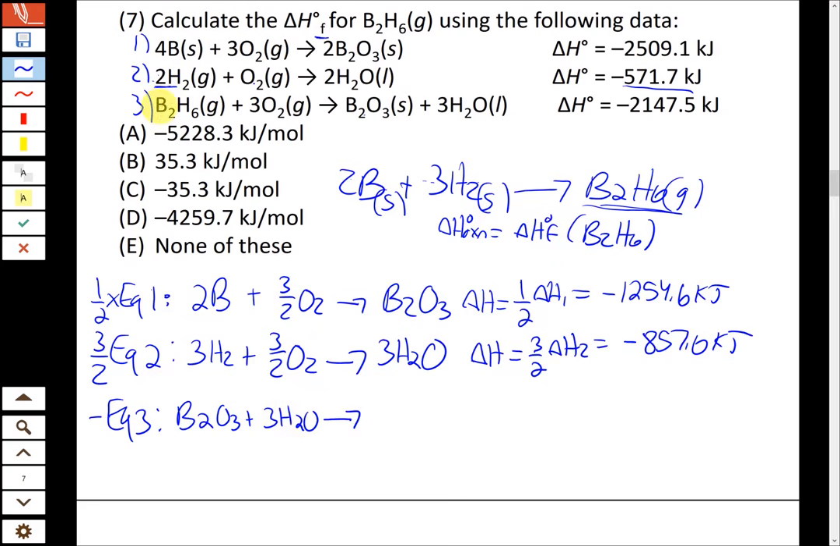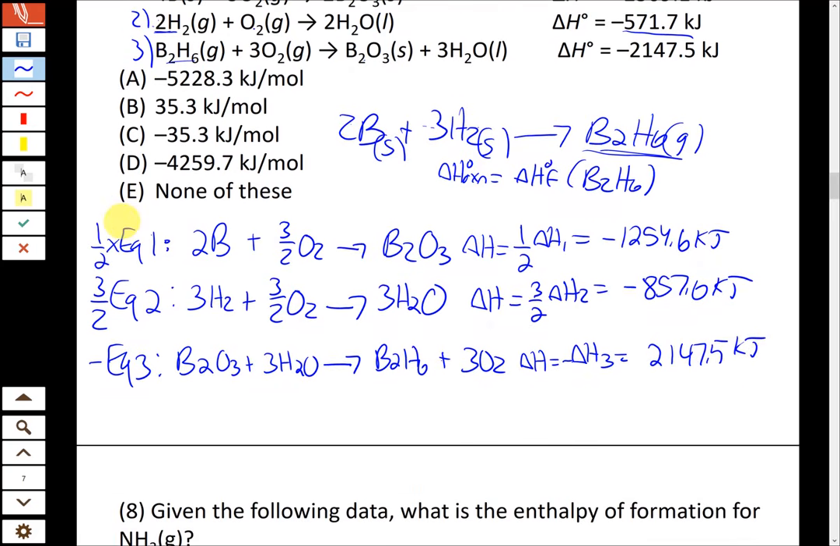And then on the product side, we have what was originally the two reactants, B2H6 and 3 O2s. So the delta H for this, because we flipped it, is just going to be the negative of the original delta H value. The original delta H is negative 2,147.5, so we just take the minus sign off after we flip the direction. Okay, so those are going to be the three modified equations.